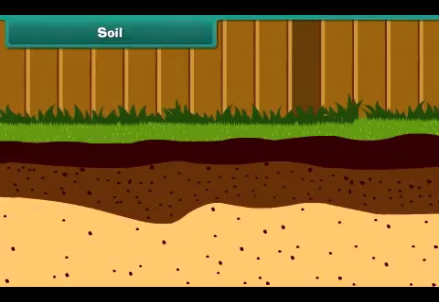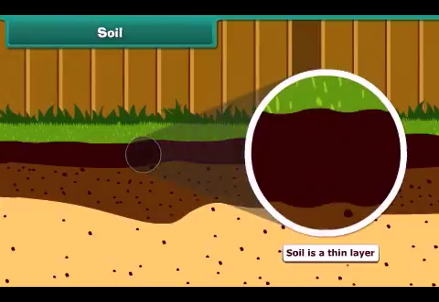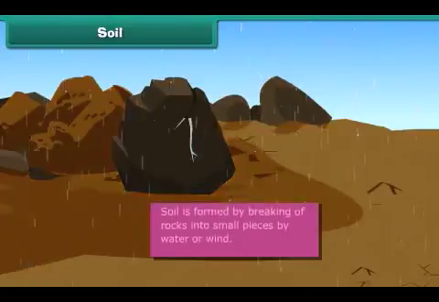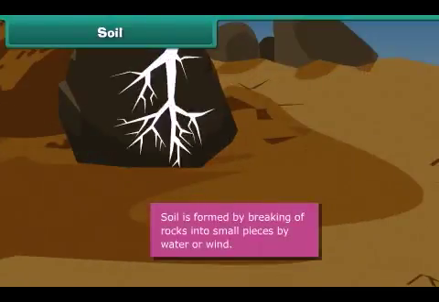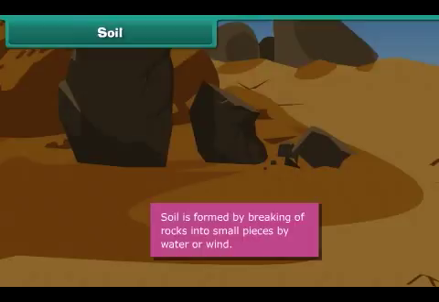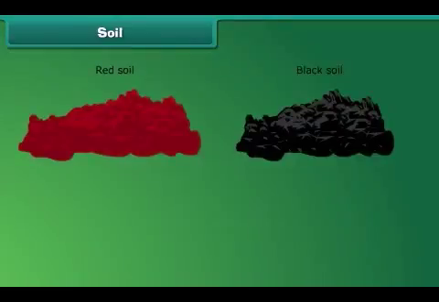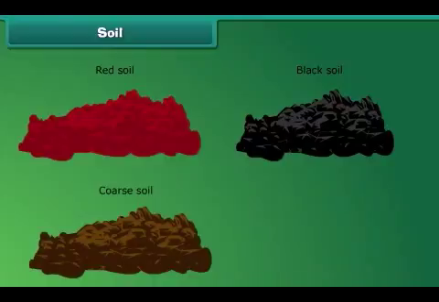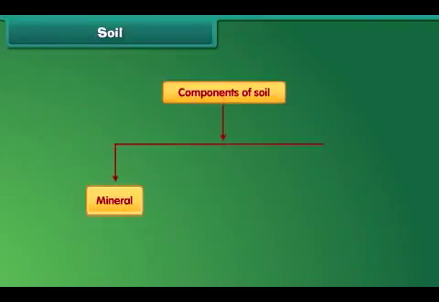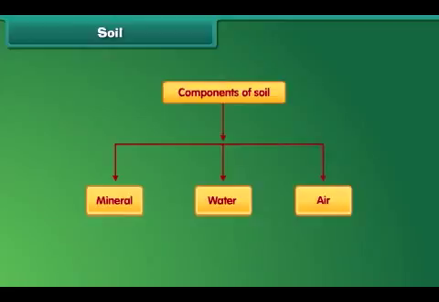Now we move on to another interesting topic of this course, that is soil. Soil is a thin layer of the Earth's crust. It is formed by the breaking of rocks into small pieces by the influence of water or wind. Soils are of different types, such as red soil, black soil, coarse soil, and fine soil. Minerals, water, and air are the three important components of soil.